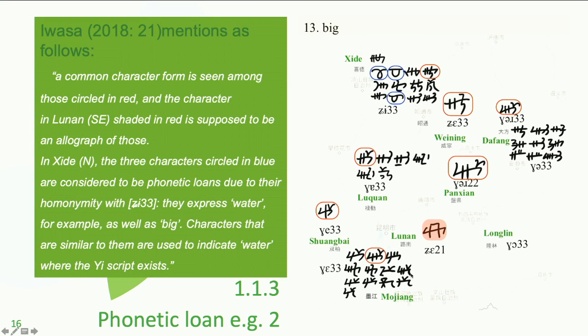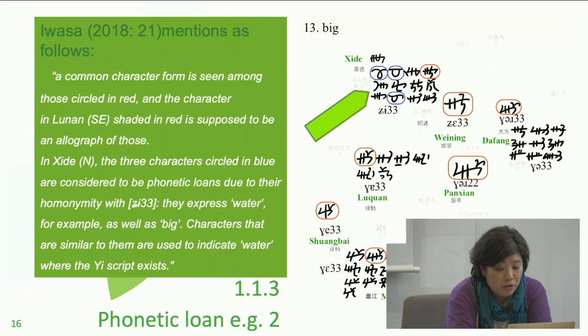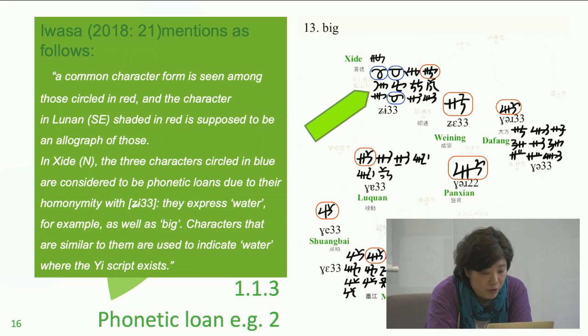This is a map of the characters meaning big. A common character form is seen among those circled in red, and the character in Lunan, shaded in red, is supposed to be an allograph of those. In Xide, the three characters circled in blue are considered to be phonetic loans due to their homonymity with E. They express water, for example, as well as big. Characters that are similar to them are used to indicate water where the E script exists.